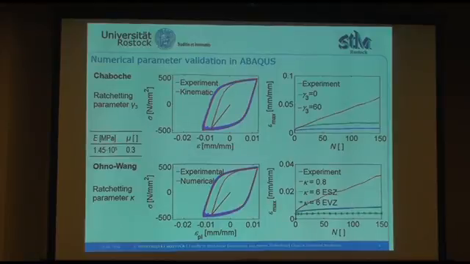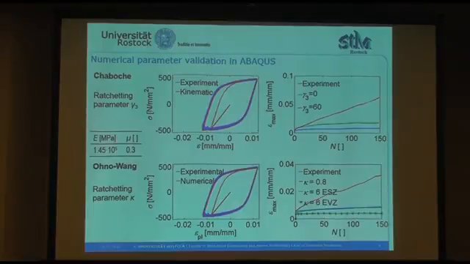Here you can see some of the variety of the results, and they show that the usage of the Chaboche model leads to an overestimation of ratcheting behavior, which is opposite to the better possibility to describe ratcheting behavior under the usage of the Eurovan model.